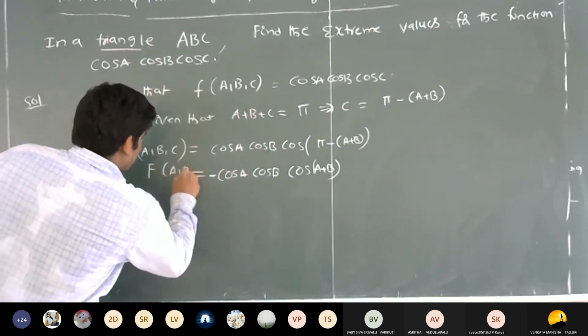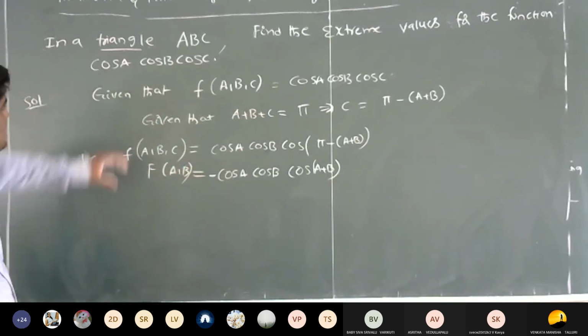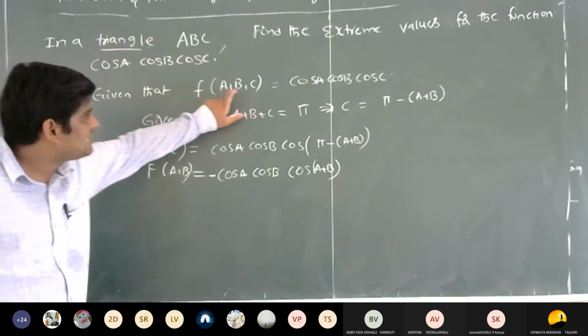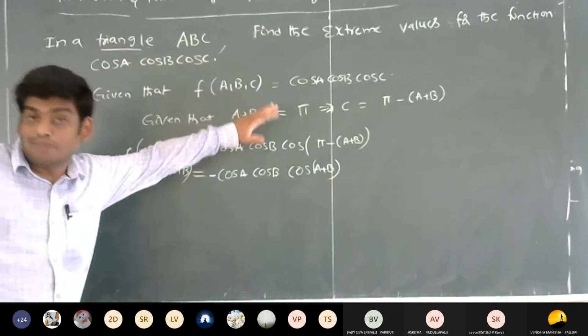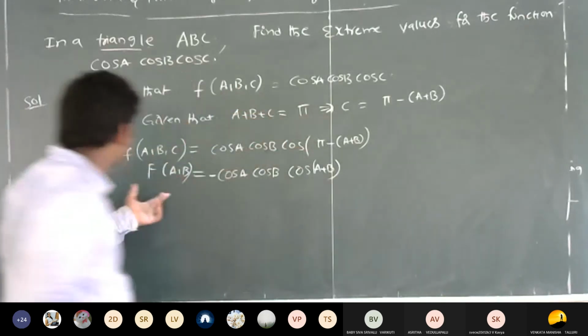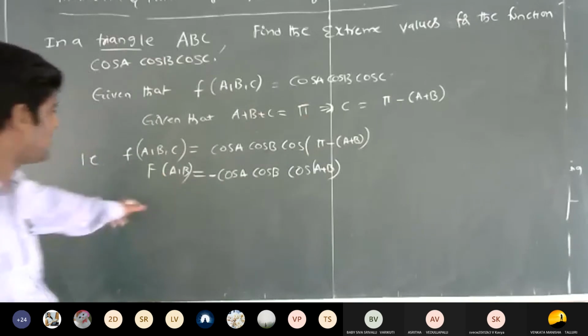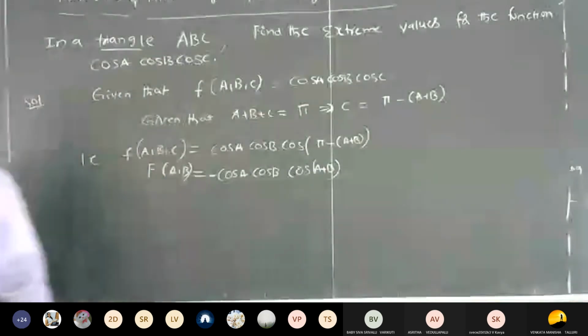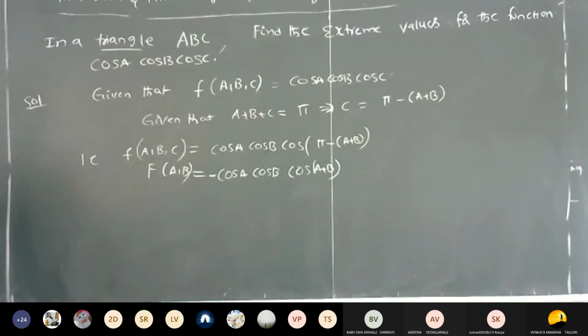It is capital F of A, B. That means originally the function is in terms of three variables, so by using the constraint we are changing the function into two variables. So that is capital F of A, B.